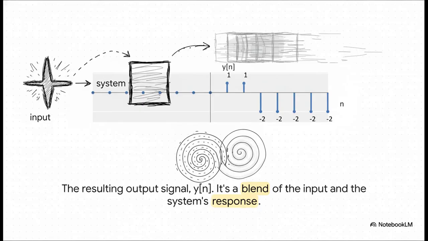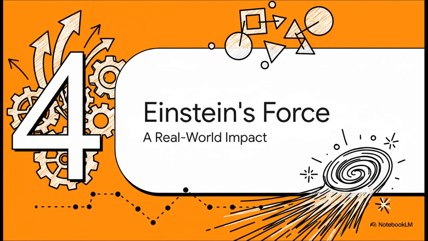And voila, this is what you get. The output signal, y[n], isn't just the input, and it isn't just the system's response. It's a true blend, a convolution of both. You can literally see how the sharp, original inputs have been kind of smeared out and reshaped by the system's memory. Pretty cool, huh? So why does all this math about steps and memory really matter in the real world?